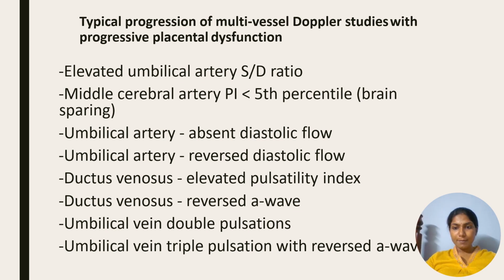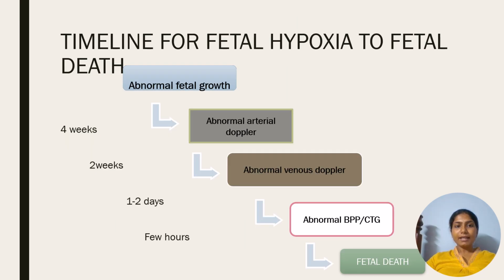So you have to see where the patient belongs. And this is the timeline from fetal hypoxia to fetal death. So abnormal fetal growth, that is the estimated fetal weight less than the cutoff percentile, you can usually wait. If there is abnormal arterial Doppler, you can again wait for 2 weeks. If there is abnormal venous Doppler, only 1 to 2 days. But if the BPP, that is biophysical profile, is abnormal, or if there is a suspicious or pathological CTG, that is a pre-terminal event, and you have to take her up for delivery based on her gestational age. So these are the timelines from hypoxia to death.